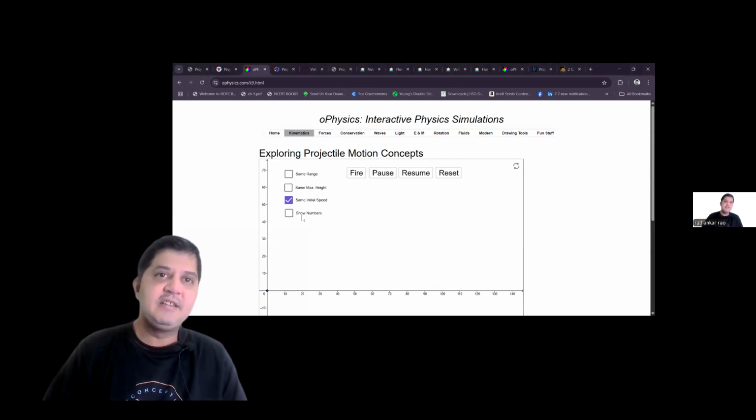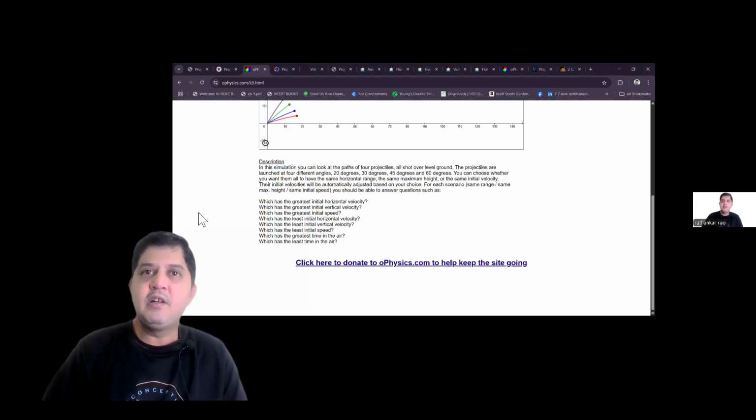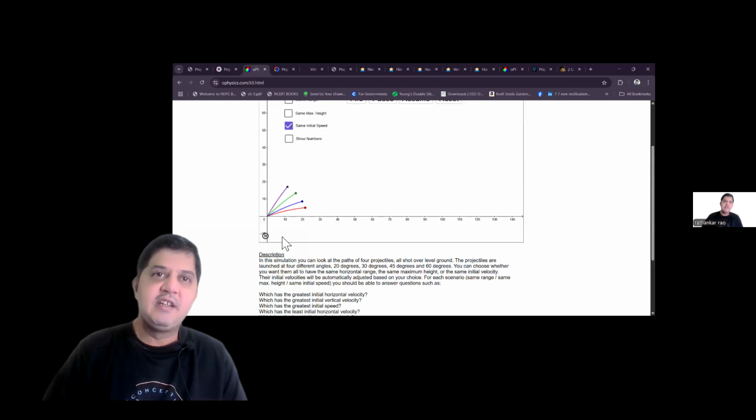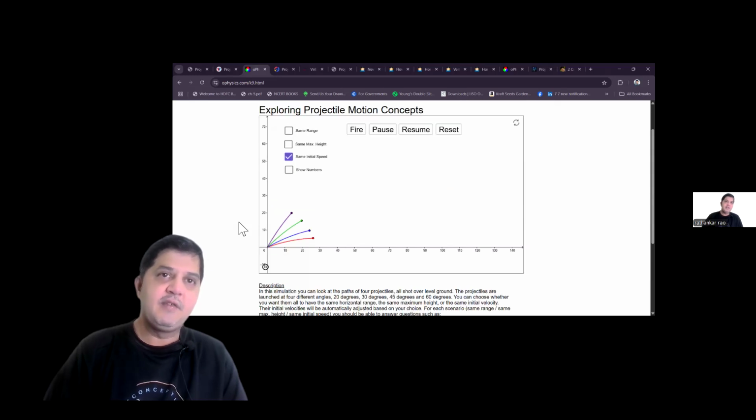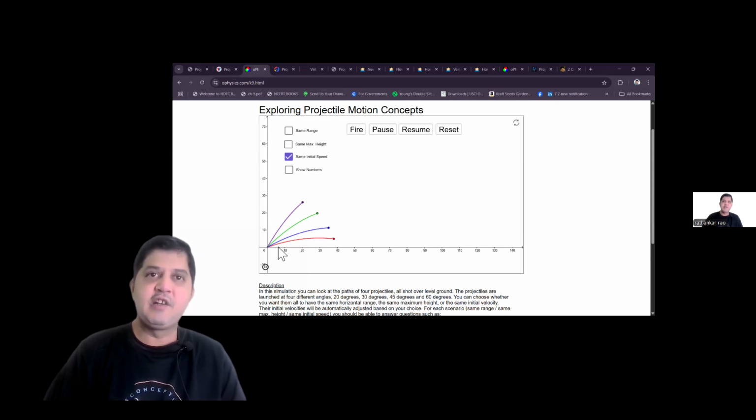If I fire here, give them the same initial speed. With the same initial speed, this is taking some time because I have so many browsers open. Okay, it's going on here, right? So this is at 25, this is at 40. What were the angles being given? 20, 30, 45, and 60. So when I launch it at different angles over here, and I observe the maximum height and the range over here, this is what is being shown.